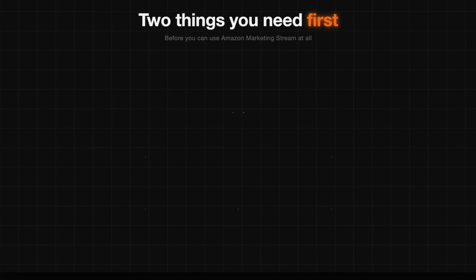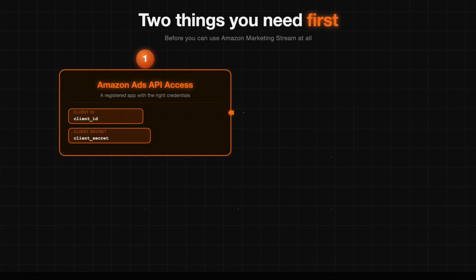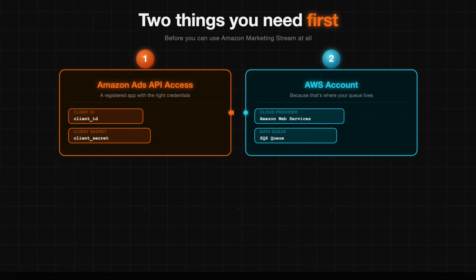First, the two things you need before you can use Marketing Stream at all. Number one, access to the Amazon Ads API, specifically a registered app with the right credentials. Number two, an AWS account, because that's where your queue lives. Then we'll go into AWS, set up the infrastructure, subscribe a client profile to Marketing Stream using the API, and finally write the Python code in a later video to read and parse the data that comes in. If you already have Ads API access set up, the actual subscription step takes about 10 minutes. Most of the time goes into the AWS side on the first run.